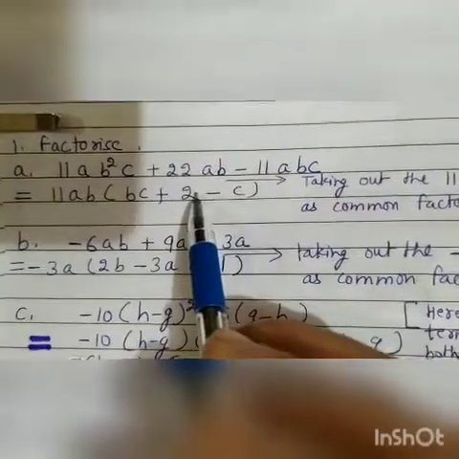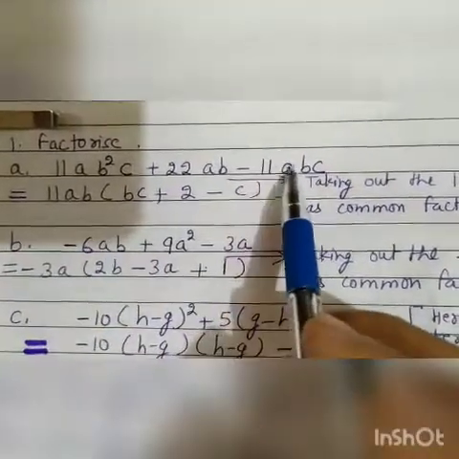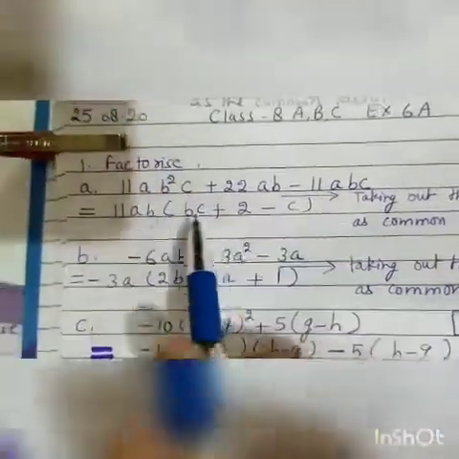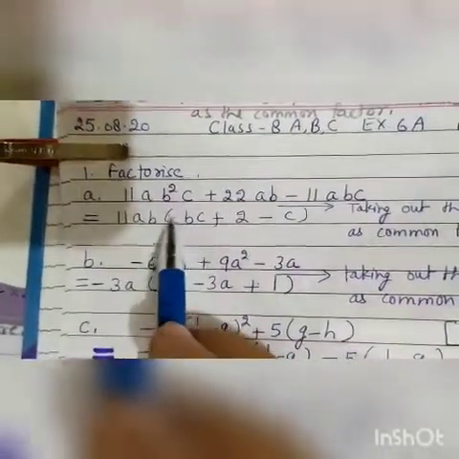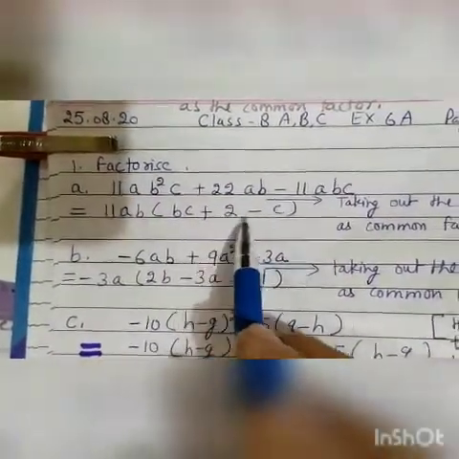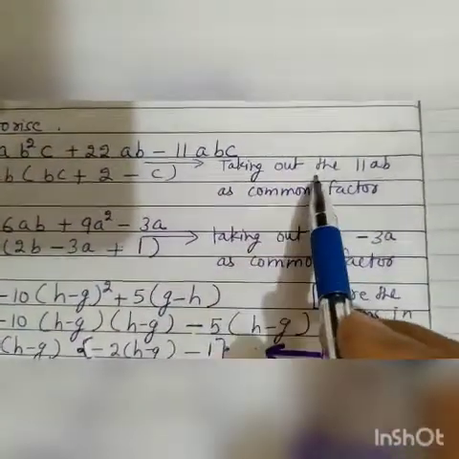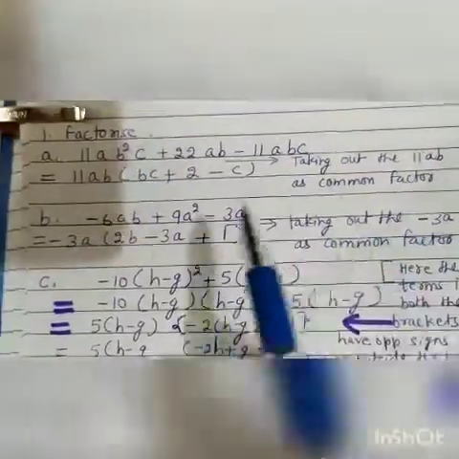No literal factor, no variable. Minus 11 cancel, ab cancel. So what is here? c. So we will read it: 11ab is common. Then bracket bc plus 2 minus c. You will write here taking out the 11ab as common factor. Now come to next part.